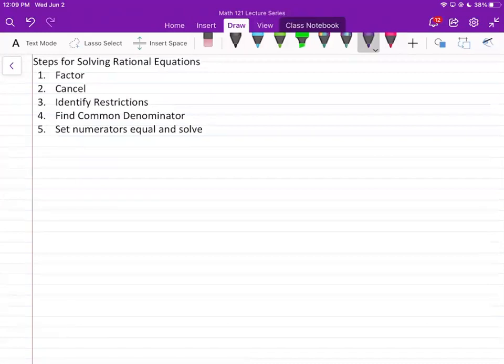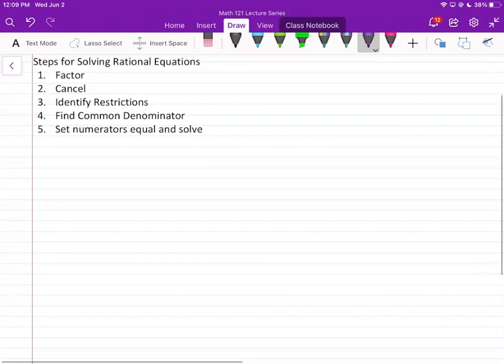I've listed here the 5 steps. First, you need to factor all parts of the rational equation, cancel any like terms, identify any restrictions, find a common denominator, and then set the numerators equal and solve. Let's begin by working through an example of one of these.